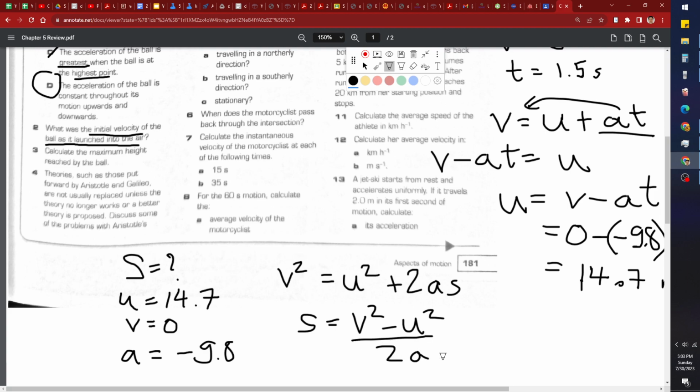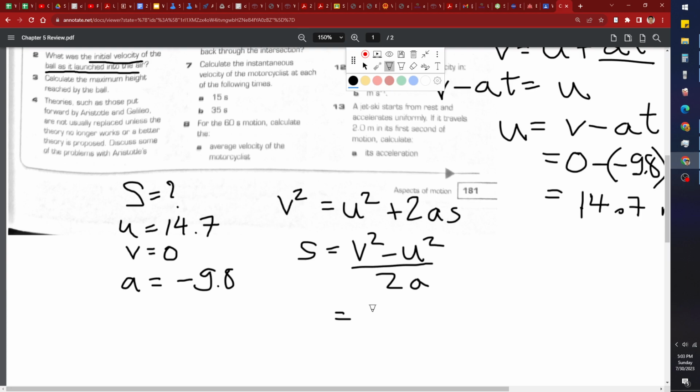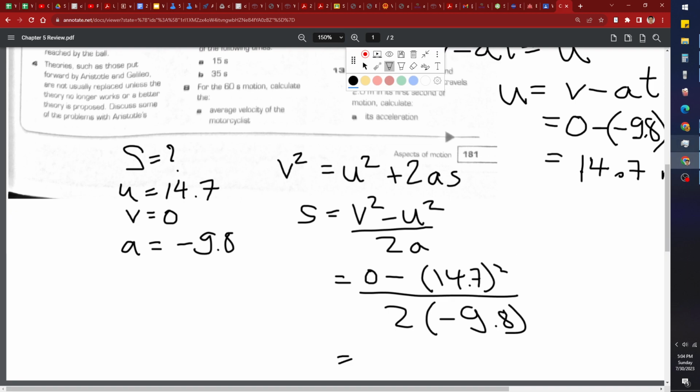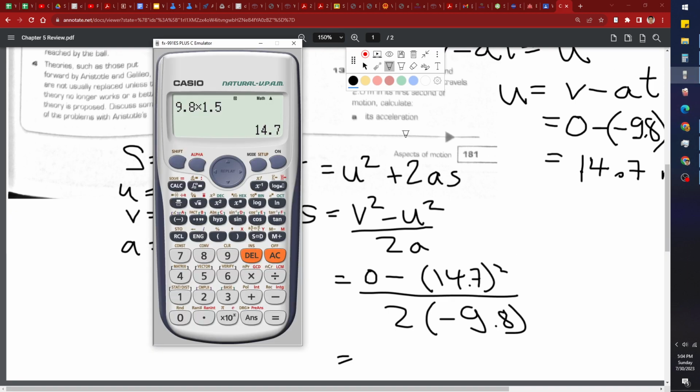Okay, and once we do that, we get a 0 minus the initial velocity squared, divided by 2 times acceleration. We said it's negative because we understood it's the opposite direction of the initial velocity. Okay, and then from that answer, just use your calculator. I'm going to square this. We get some number, and then we're going to divide it by all this.